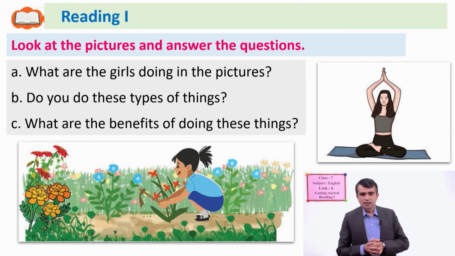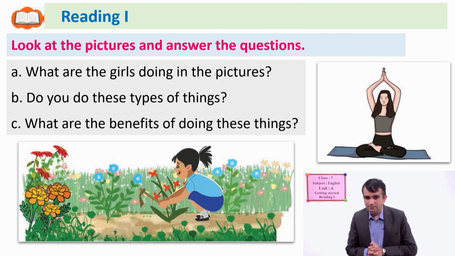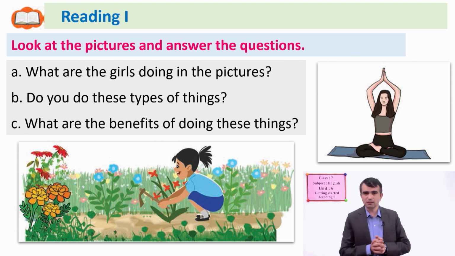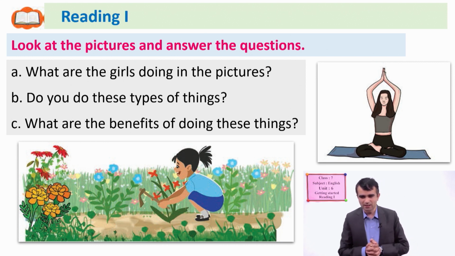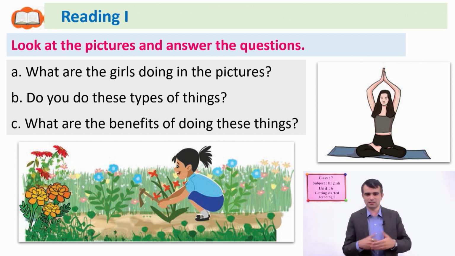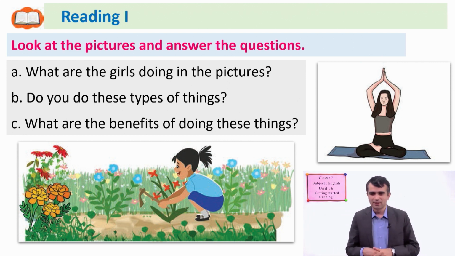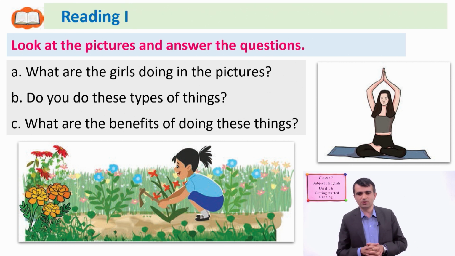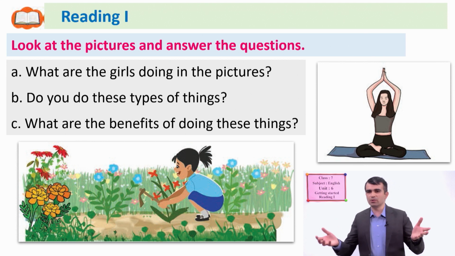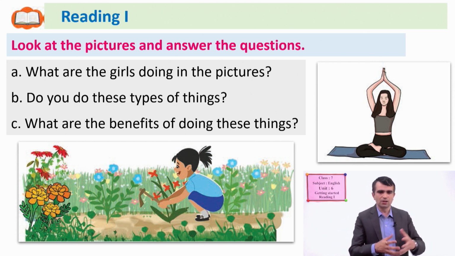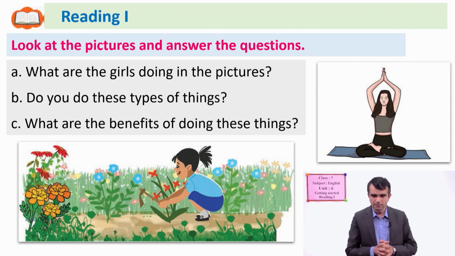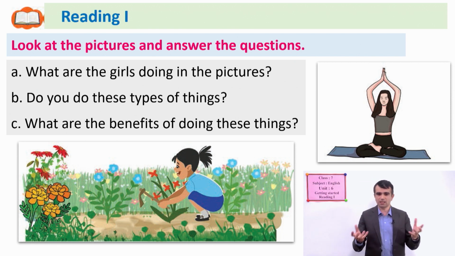Similarly, question number B. Do you do these types of things? How many of you do? Say loudly, I do these things. Now many of you do and many of you don't do. But you might have seen other people doing these sort of activities, doing yoga or working in the garden. You have seen other people doing. Is it good to do or not? Yes, they are good things to do.